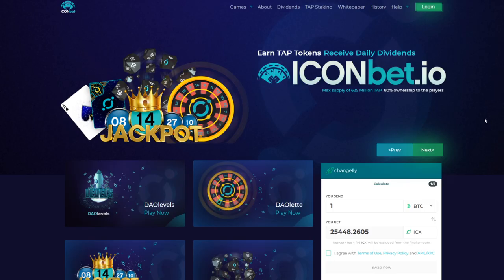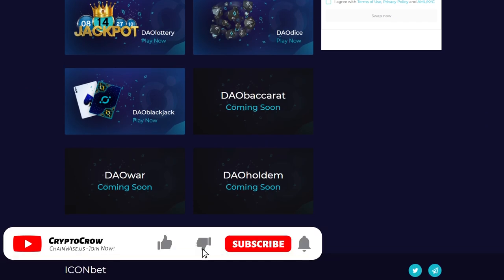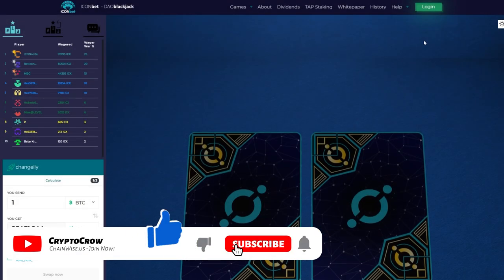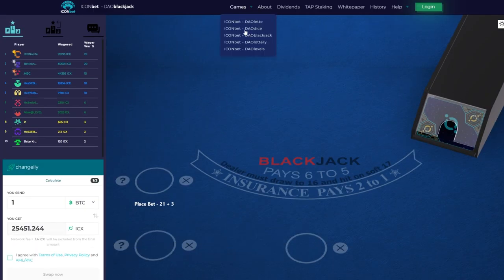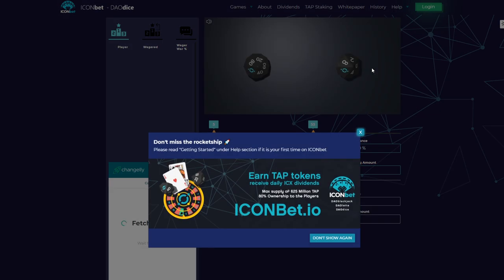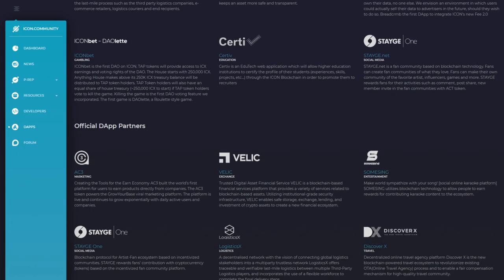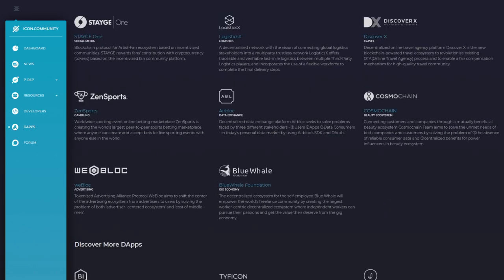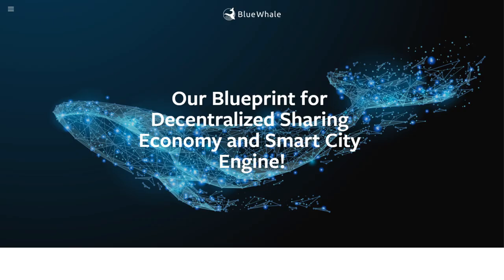With dApps such as IconBet being a driving force in the ICX transactional volume, which makes sense due to its universal appeal across borders. However, many new dApps are being created and even directly supported by Icon through its dApp grant program, which is focused on driving adoption of Icon through innovative decentralized app development on their blockchain.